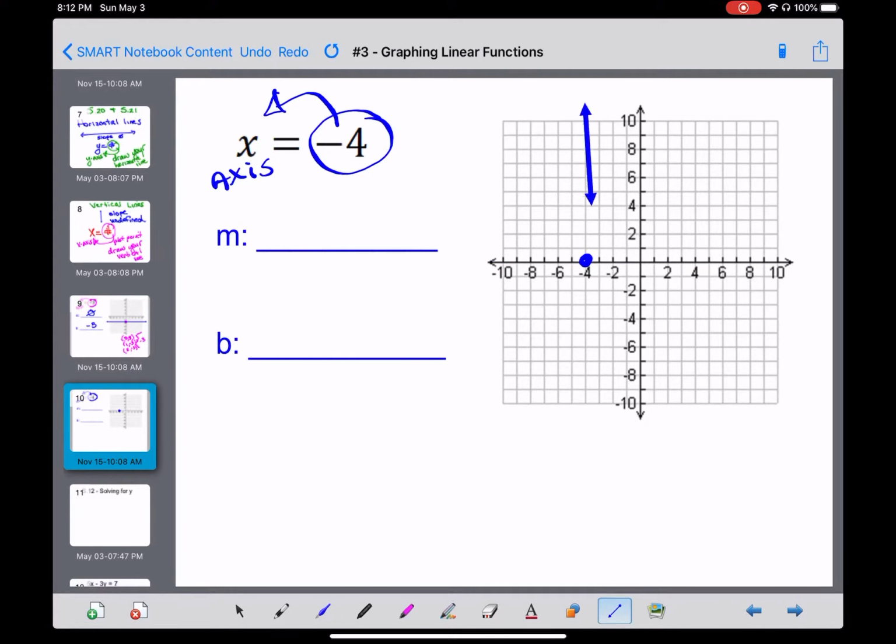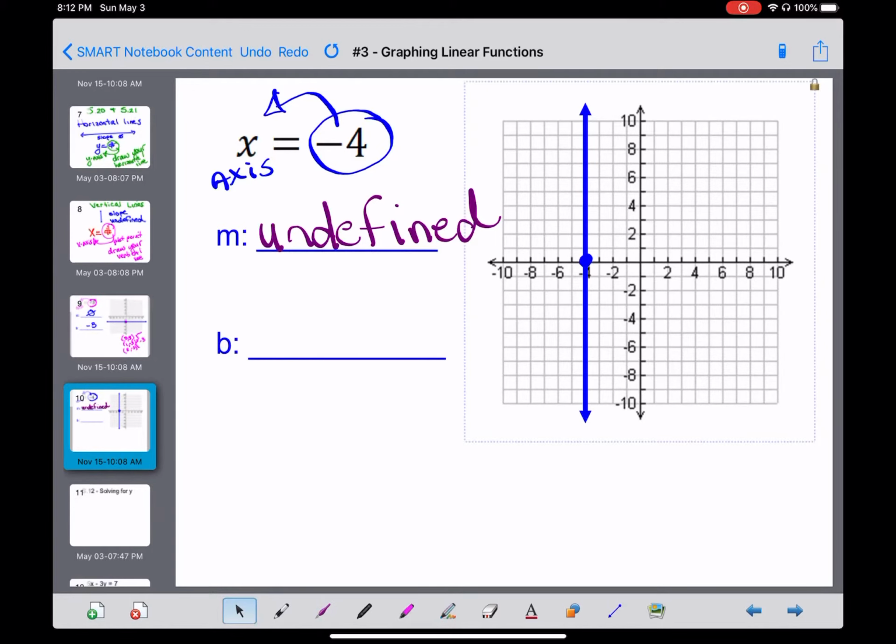So here it goes. And it goes up and down. So now this tells me that my slope is undefined. And this one, let's see, my y-intercept, well, it's not touching the y-axis. I mean, it's not touching it whatsoever. So if I were to move this line, it's not touching this one. So in this case, we say none because there isn't any.